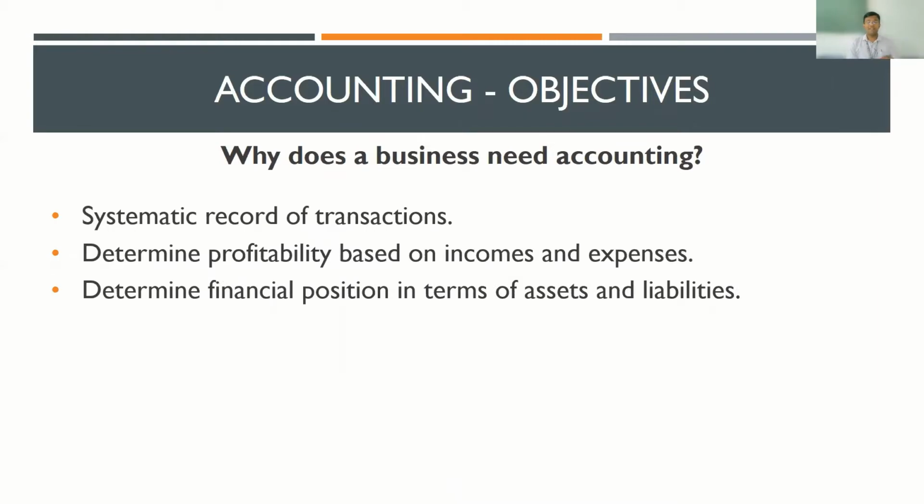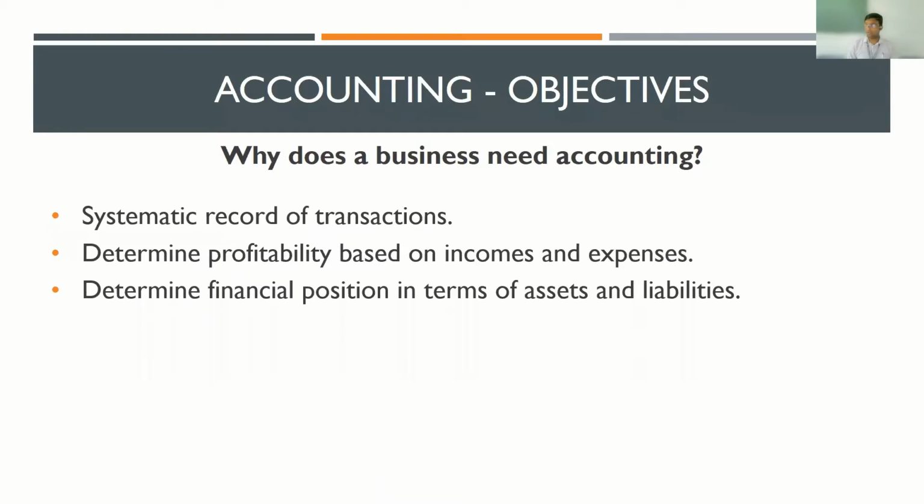Next is determining the financial position. What is meant by financial position? We know that assets are resources and liabilities are obligations. The comparison between how much assets you have and how much liabilities you have is referred to as the financial position of a firm. It helps you estimate whether you have more assets or more obligations, more resources or more obligations.